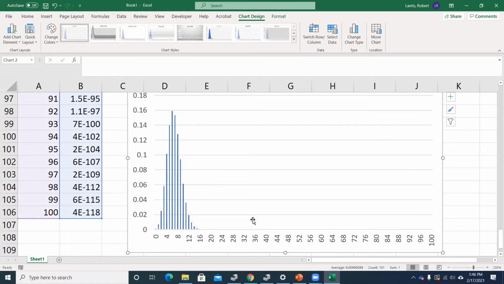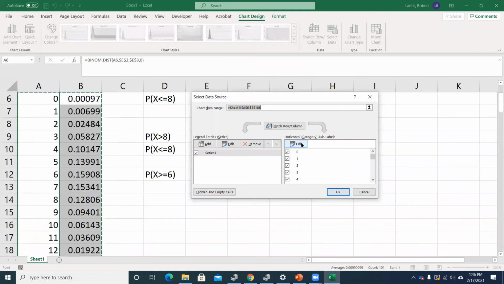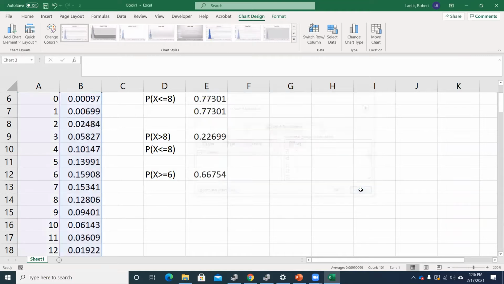Okay? And the only trick was that I had to select the probabilities and then go back in, select data, and change the axis labels to be these different outcomes. Otherwise, I think it starts at 1, right? And we know that it actually should start at 0 because 0 is the lowest possible number of successes we could see.